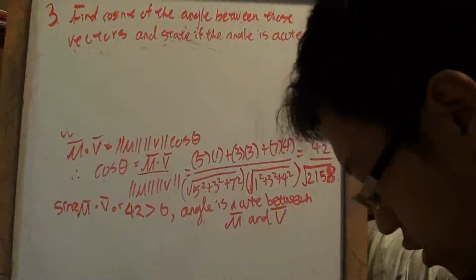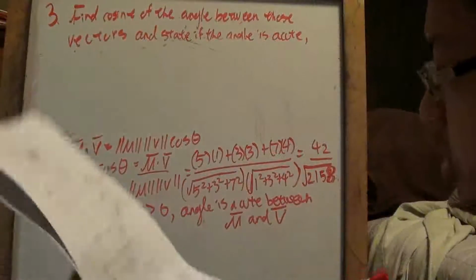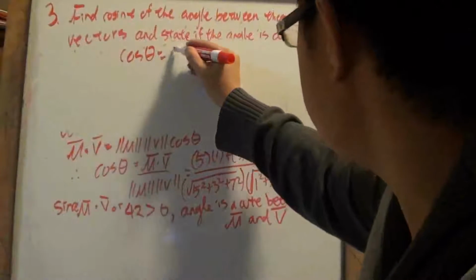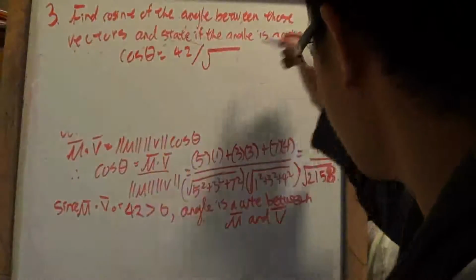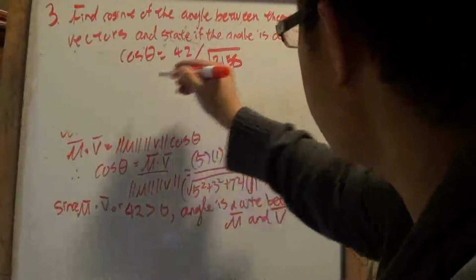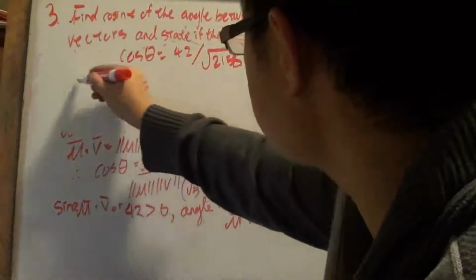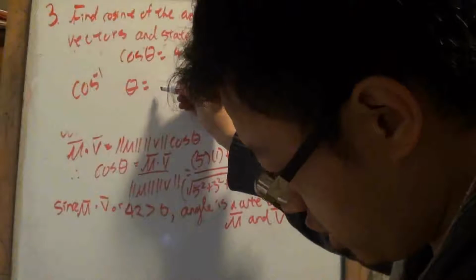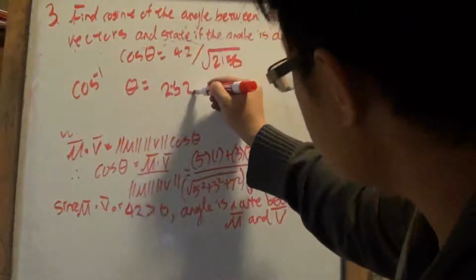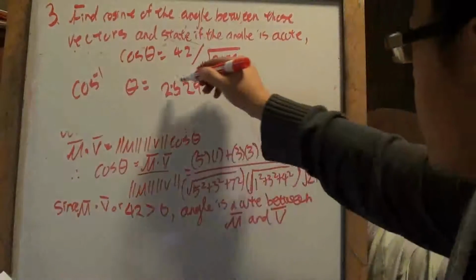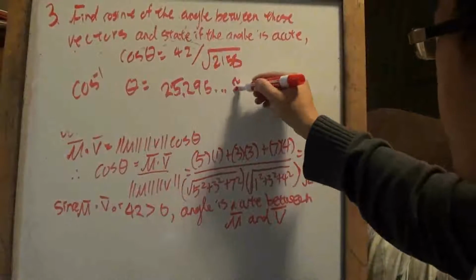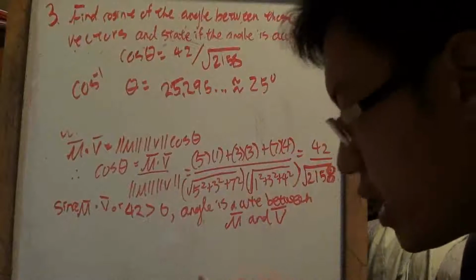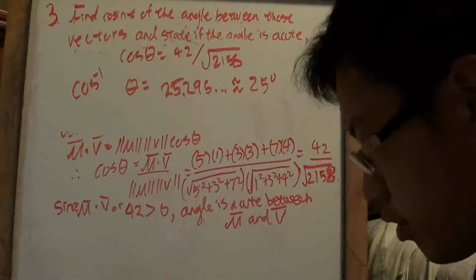And the way you double check is, since cos equals 42 divided by 2158, then the angle is, right? You use a cos -1 function, right? So that is going to equal 25.295, blah, blah, blah. So basically roughly around 25 degrees, right? So that is obviously acute because it's between 0 and 90 degrees. So that wraps up question 3.